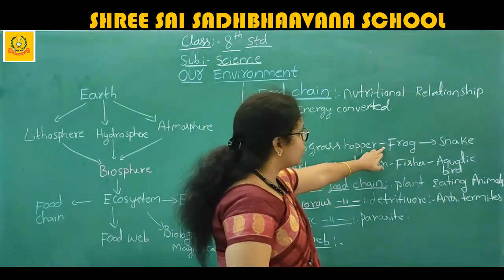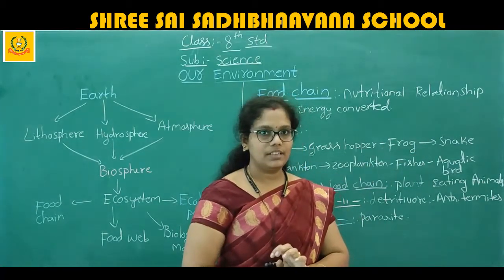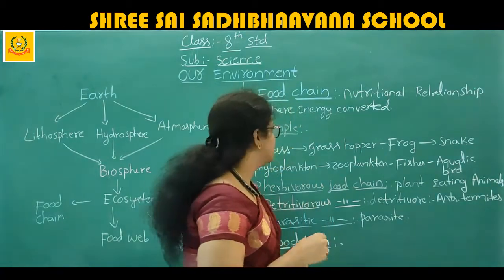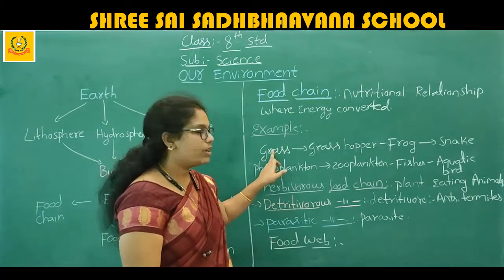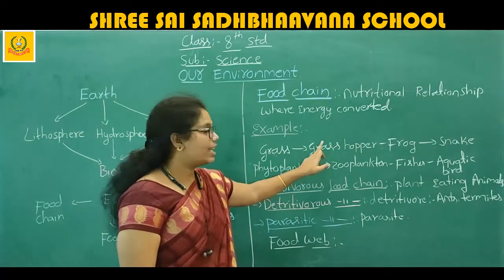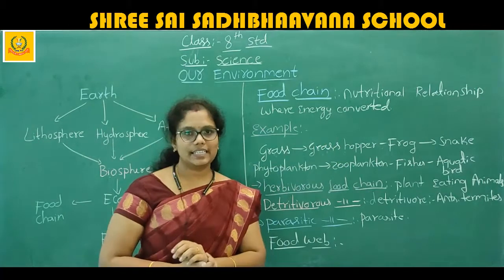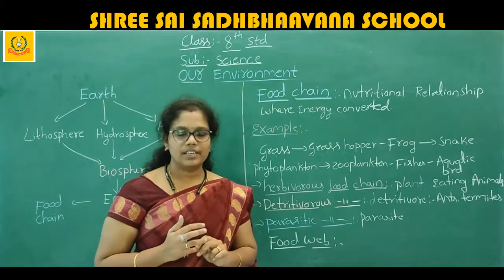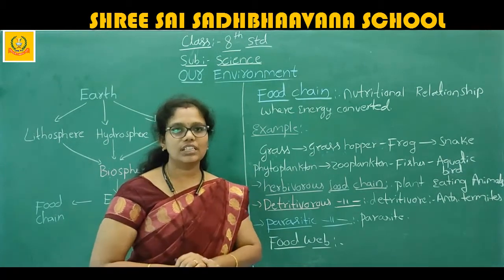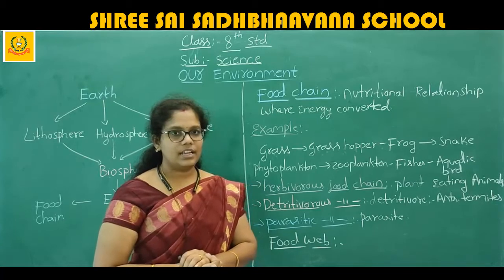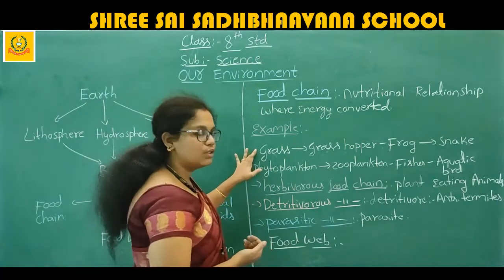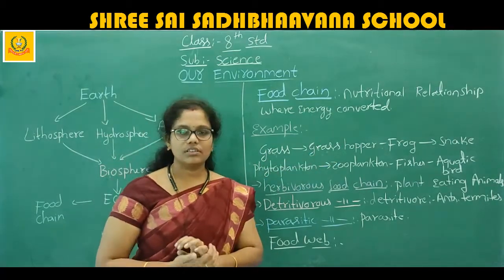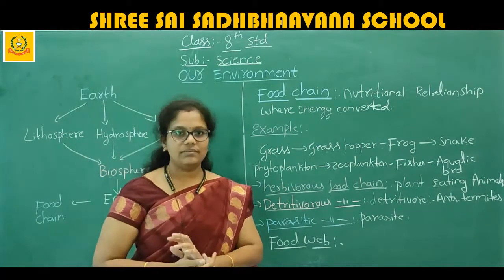Again, this secondary consumer is eaten by the tertiary consumer. This is the food chain. What is the food chain? In the food chain, the producer is eaten by the primary consumer. Again, that primary consumer is eaten by the secondary consumer. The secondary consumer is eaten by the tertiary consumer. This is how exactly the food chain takes place. Understood? For example, the grass is eaten by the grasshopper, the grasshopper is eaten by the frog, and the frog is eaten by the snake. This is one food chain.